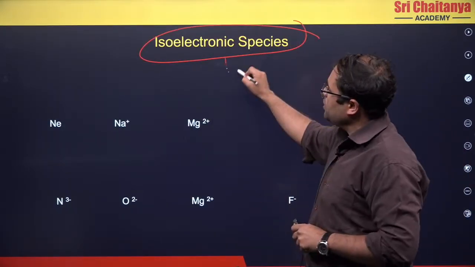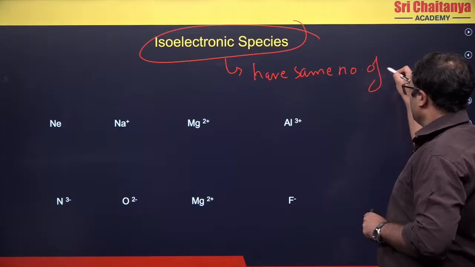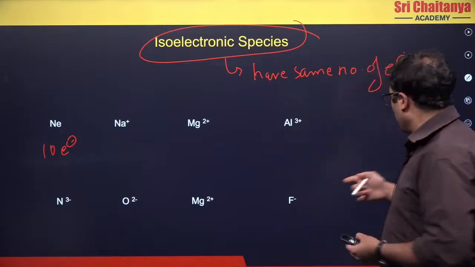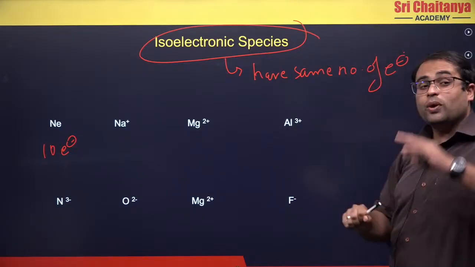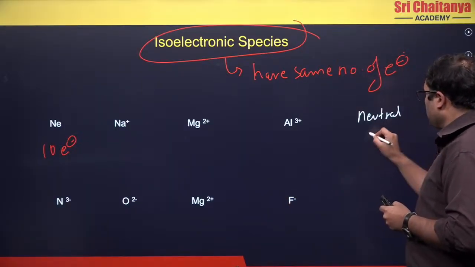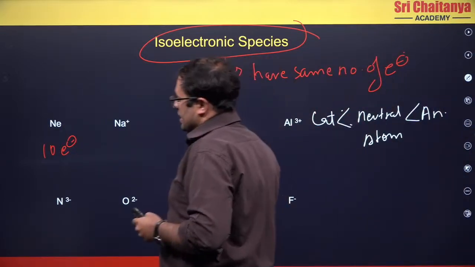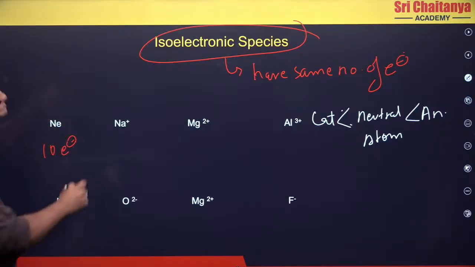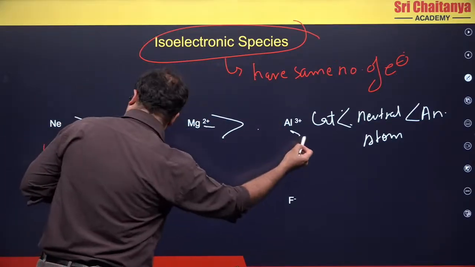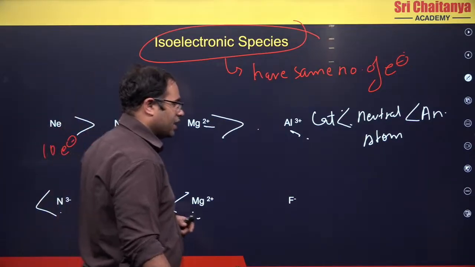These are isoelectronic species which have the same number of electrons. You will find that all of them have 10 electrons, right? But if you want to arrange them in order of their sizes, understand that anions will always have more size than the neutral atom. So if you have a neutral atom, the anion will have more size and the cation will have lesser size, right? So the highest size will be for neon, then the size keeps on decreasing as the positive charge increases, and for negative charges it increases like this.